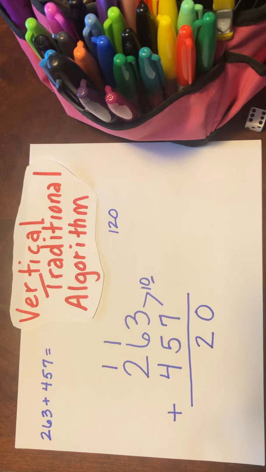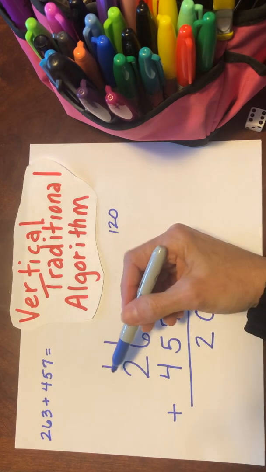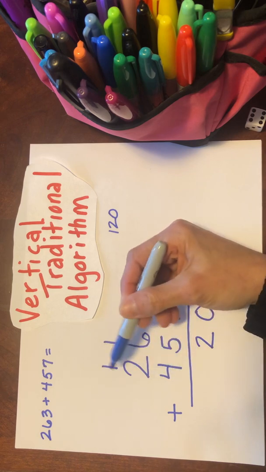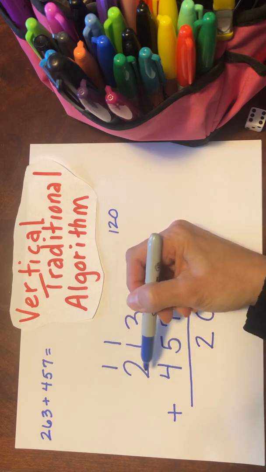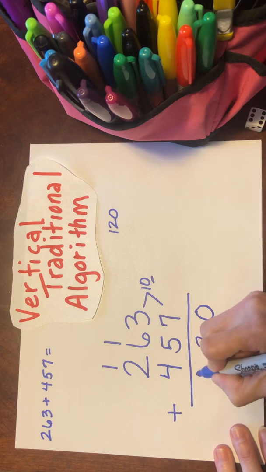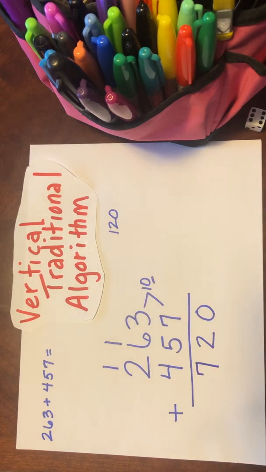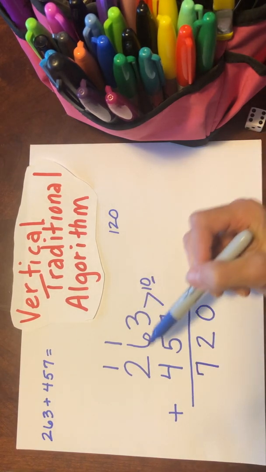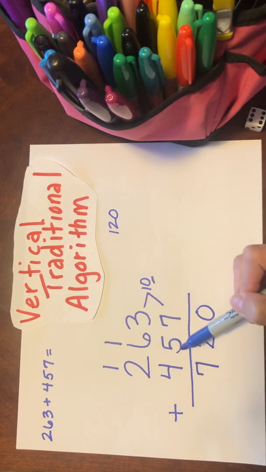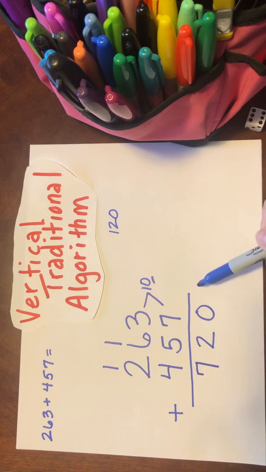And now I am going to add my last place value, which are my hundreds. 100 plus 200 equals 300. 300 plus 400 equals 700. So I am going to say that 263 plus 457 equals 720.